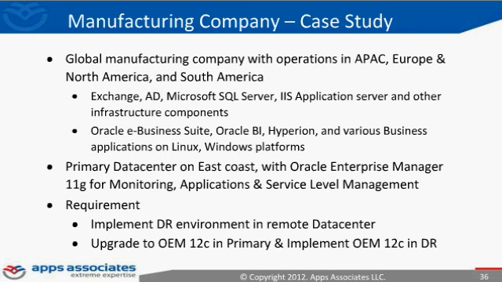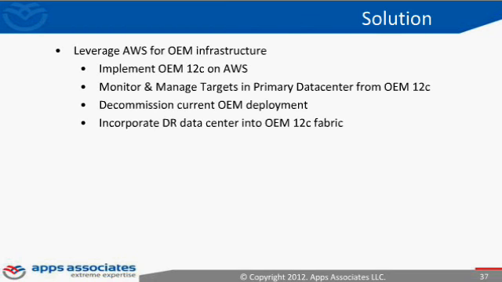And their initial plan was to deploy a separate OEM 12C environment in the DR infrastructure that would be leveraged to manage and monitor the DR environment in case we were to fail over production operations to the DR data center. So what did they do? What is the solution that they're deploying today and they're leveraging today?